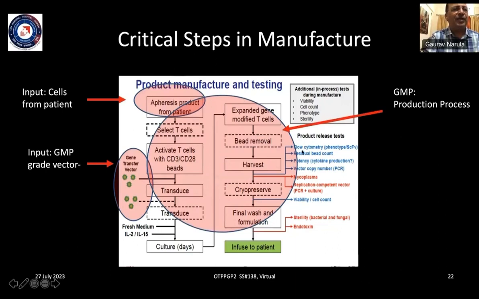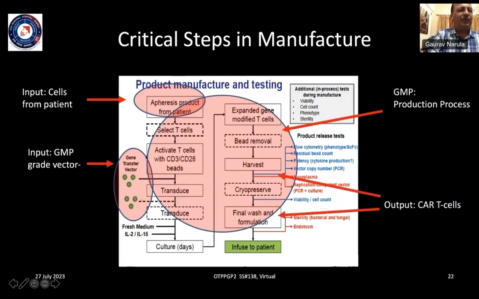So you remove the beads and then you subject them to a battery of tests. If you can't give it fresh, then you cryopreserve it, formulate it and put it into a bag which will be ready for infusion after thawing. So this becomes the output. Normally when we say CAR T cells, this is what we mean: this ready finished product is what we call CAR T cells.